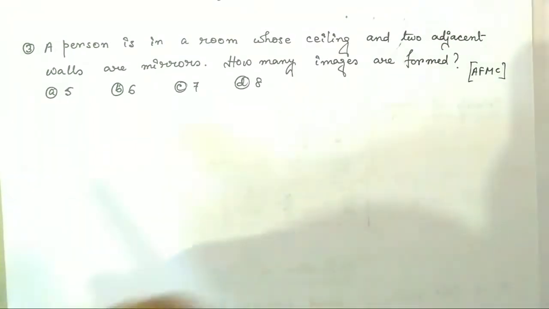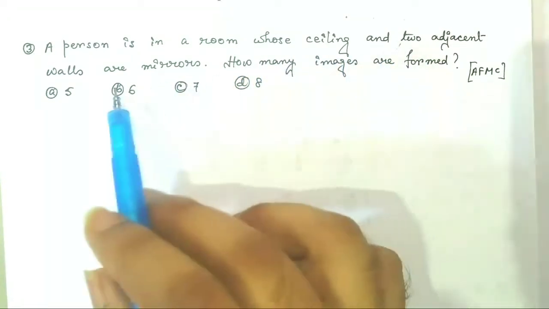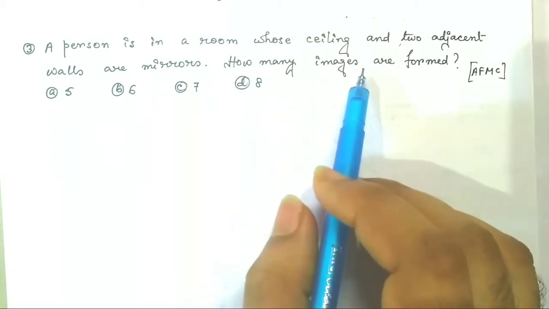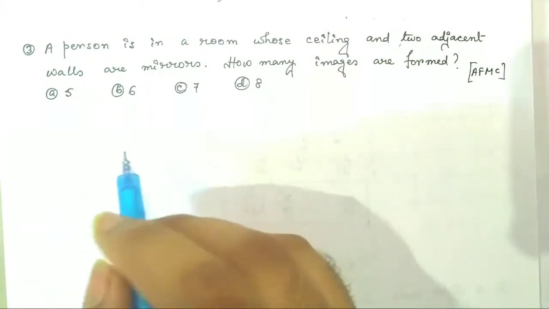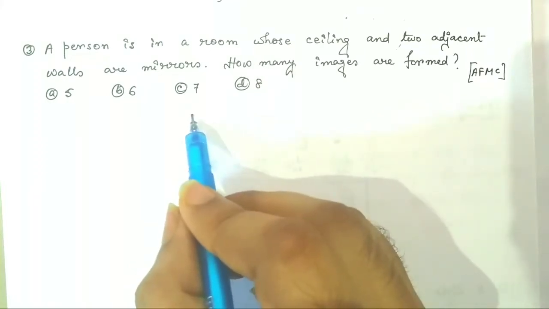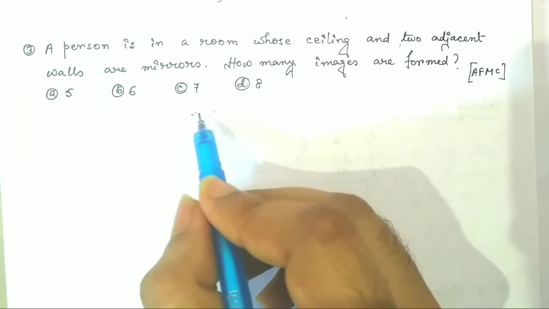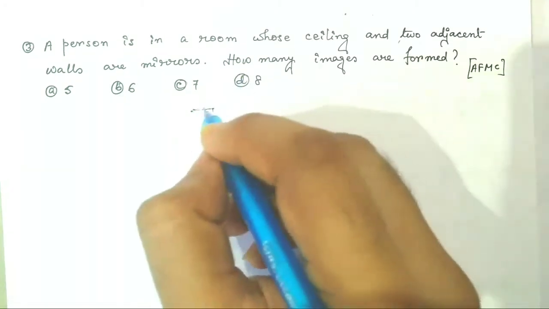Third question. A person is in a room whose ceiling and two adjacent walls are mirrors. Then the question is, how many images will be formed? Listen very carefully. If two adjacent walls and the ceiling are the mirrors, then the angle between these two walls will be 90 degree.